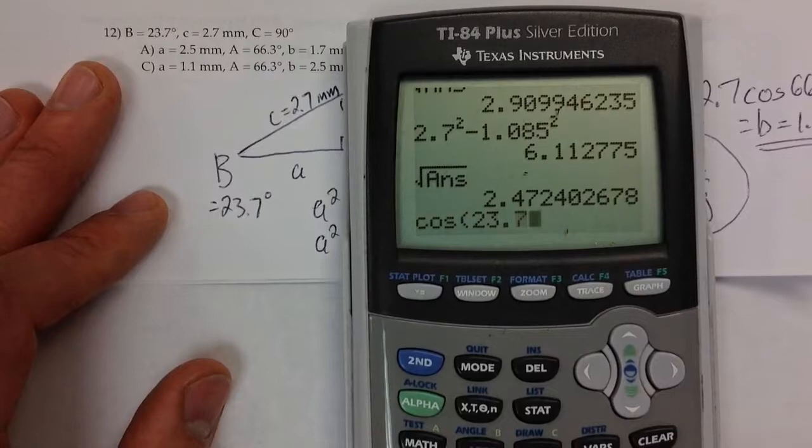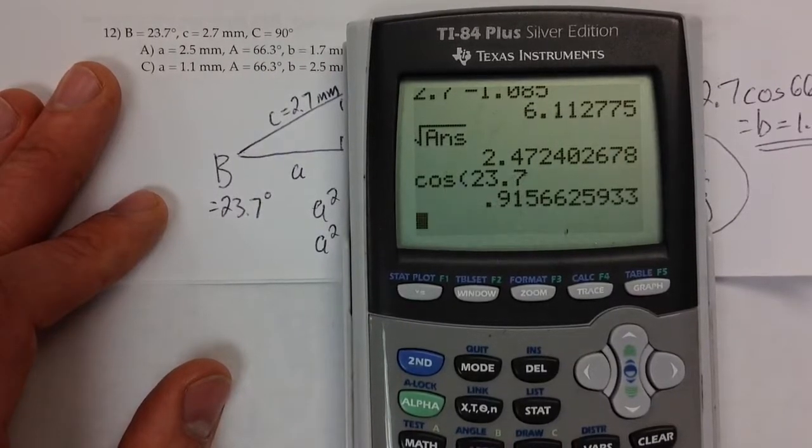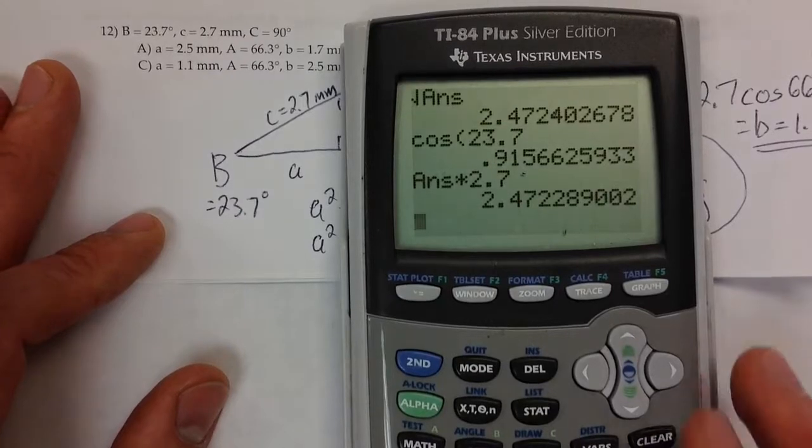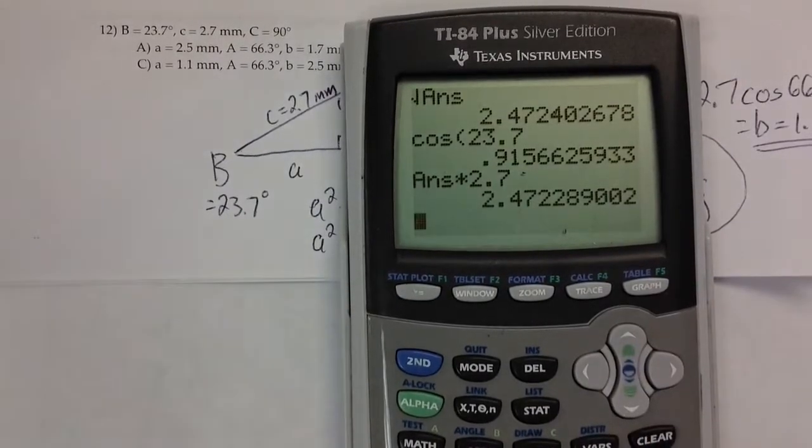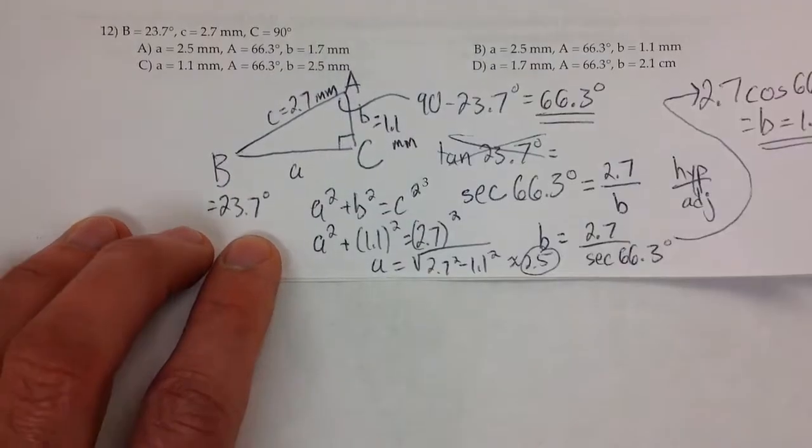So cosine of 23.7 equals a over 2.7. So you multiply that by 2.7 and you get that a is 2.5. So my only thought is that you rounded, because otherwise that's fine. Or maybe there was just some human error. Yeah, be careful with rounding. Good. Okay.